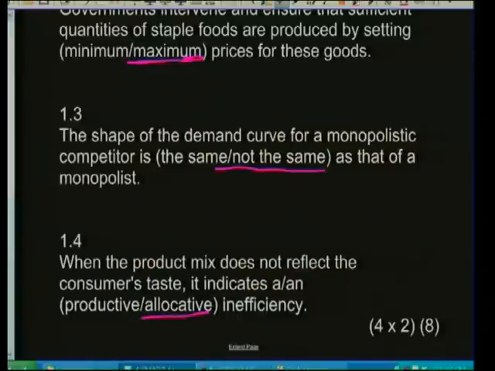It would not be right to choose the word productive, as productive is an indication of the production process and how they manage to be productive in that production process. But if the consumer does not get the product that he needs, the problem will be allocative. Therefore, I'm underlining that.